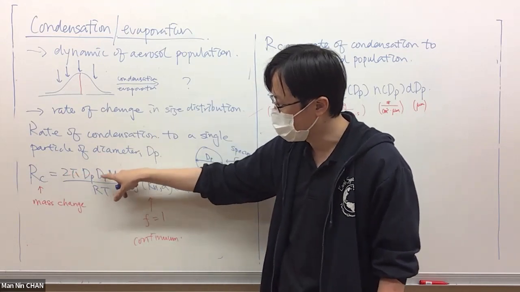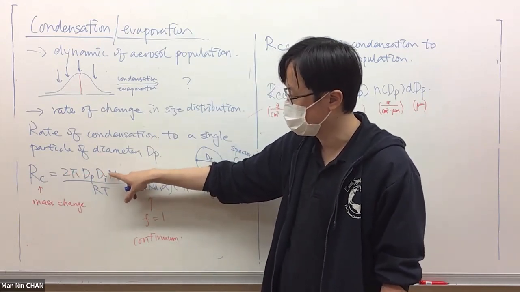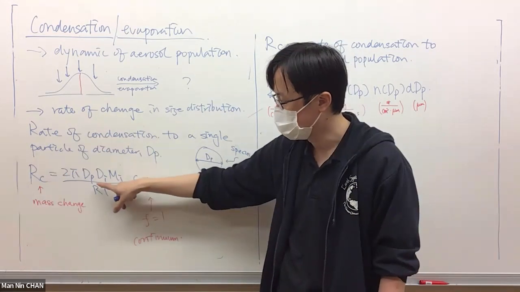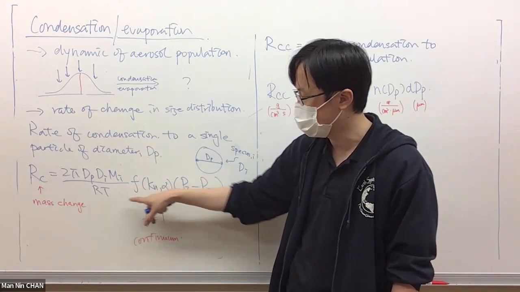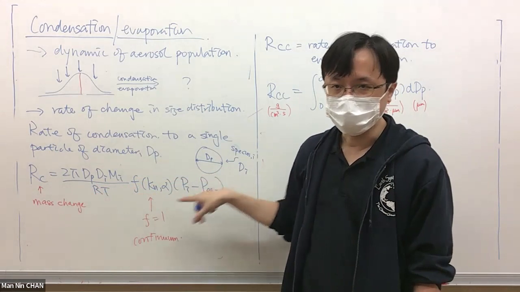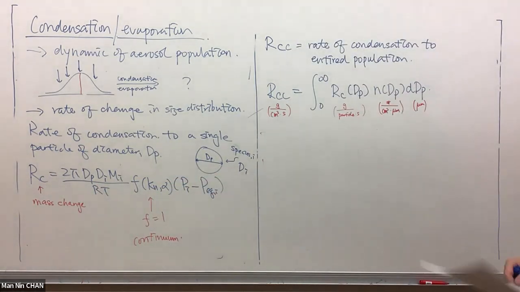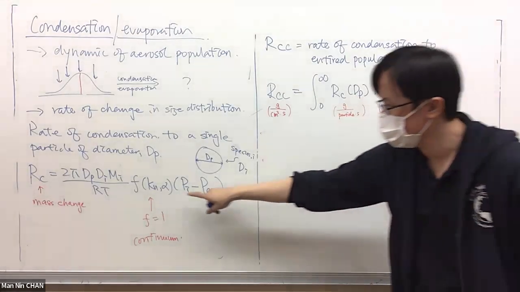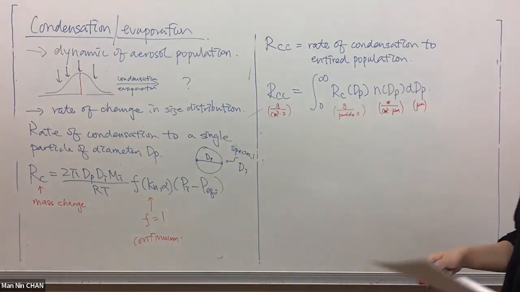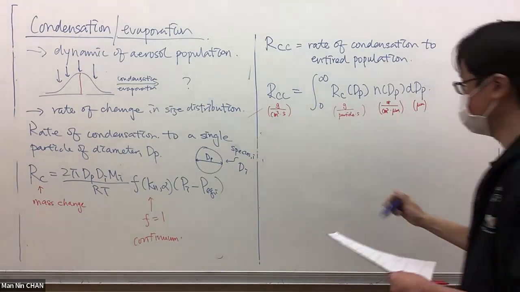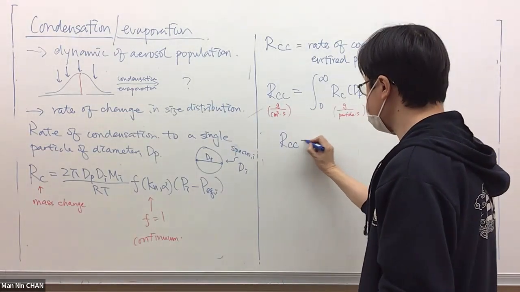But your 2 pi, your diffusivity, that means your diffusion coefficient, your molar mass of your species, this is just the gas constant, temperature, and this is just the vapor pressure difference, concentration difference here. So if you substitute these terms, the RC, into here, then you will find this RCC.